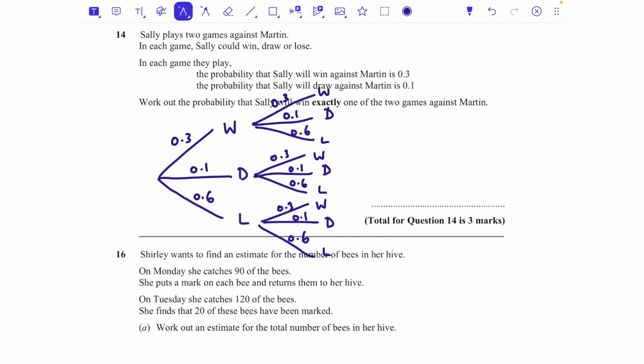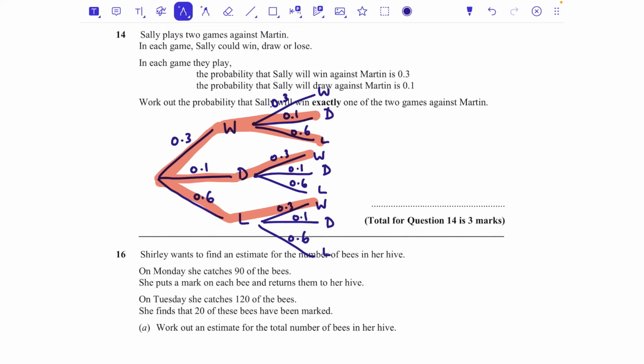Fabulous. Now with a tree diagram, we times along the branches and then we add up the ones we want. In this situation, we are looking for the probability that Sally will win exactly one of the 2 games. So if she wins the first game, we don't want her to win again because that's not winning exactly one game. So we can win and then draw or win and then lose. I want both those options. If she draws, then I want her to win. And if she loses, then I want her to win. Those are all the options where she wins exactly one.